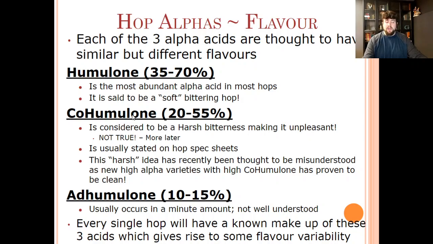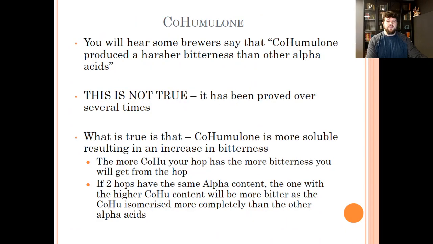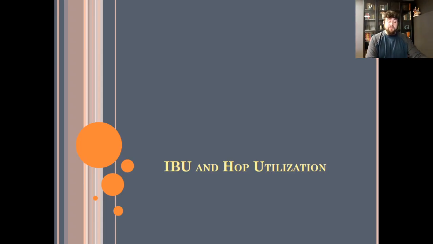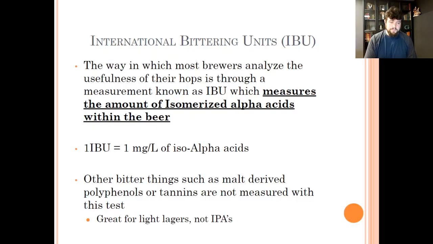like the plague. My 2 cents, I don't care what the cohumulone content is. I'm just going to adapt based on the known cohumulone content. And that's typically how most modern brewers react. So with that, we're going to jump a bit more in depth into IBU and hop utilization.